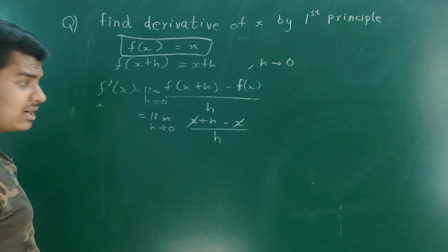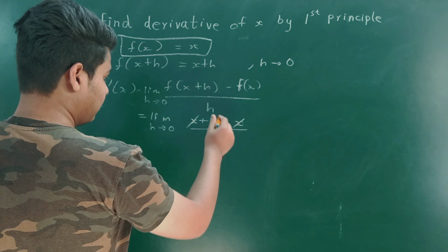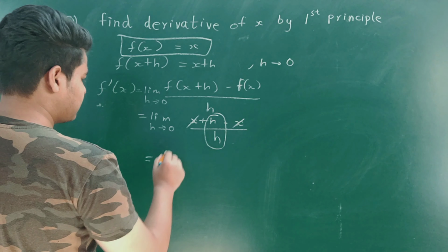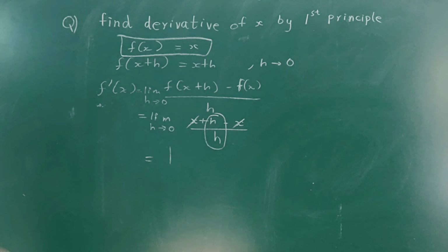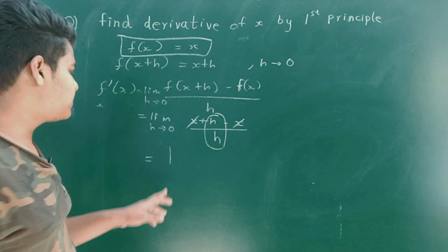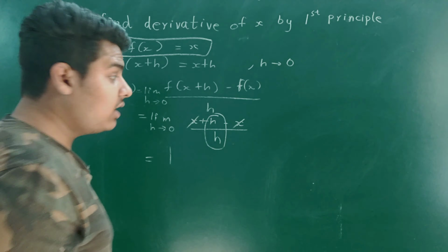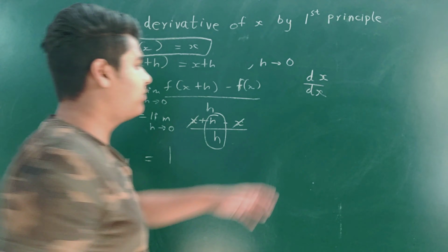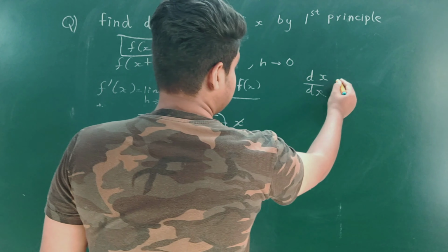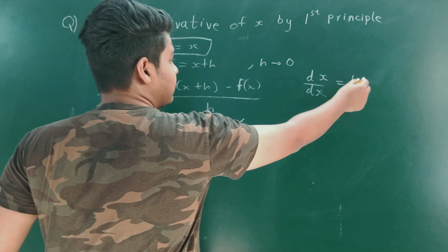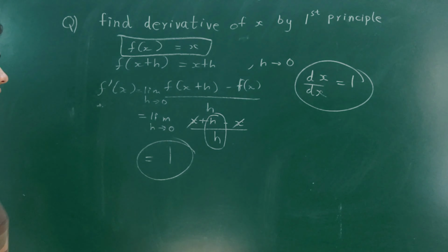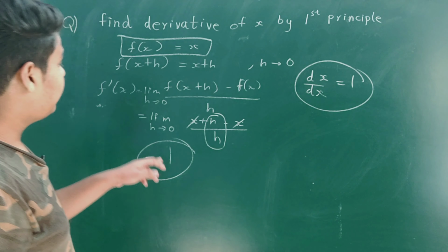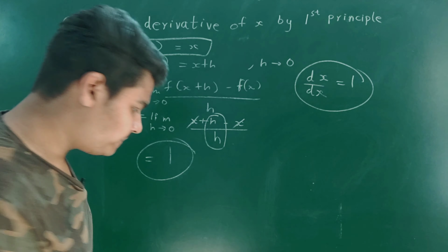x and minus x cancel out. What we have remaining is only h by h. h by h means you can say that this is 1. So this was the answer: the derivative of x by first principle has been found and the answer is 1. You can verify it: if we differentiate x with respect to x, it becomes 1. So this answer and this answer are matching, which means this has been proved and the derivative of x by the first principle is 1.